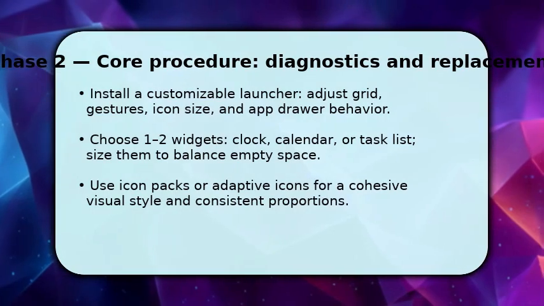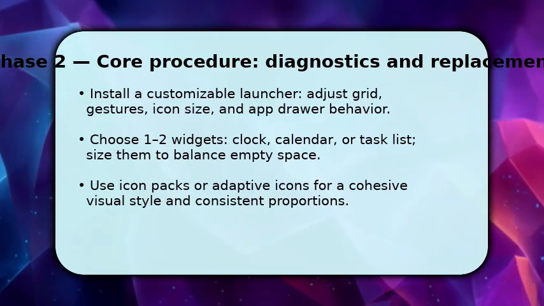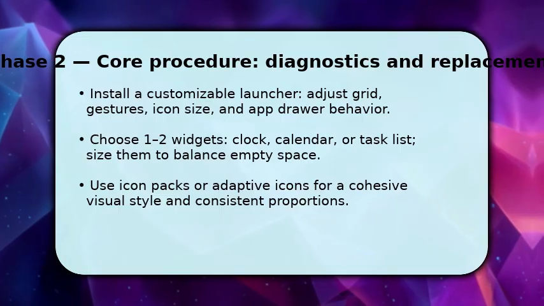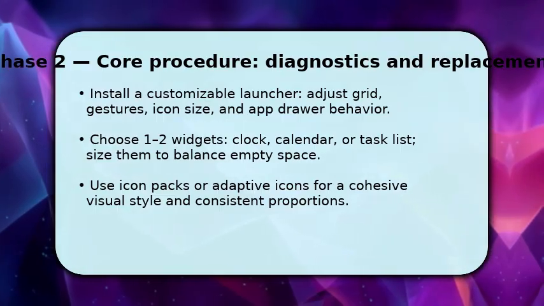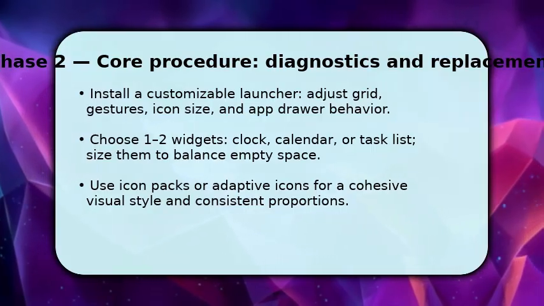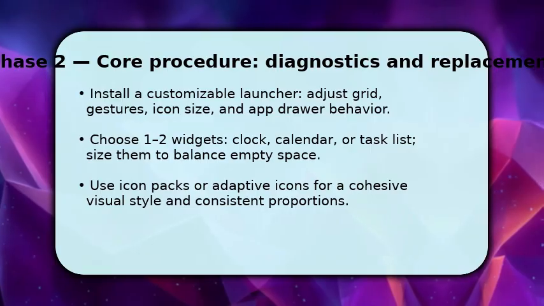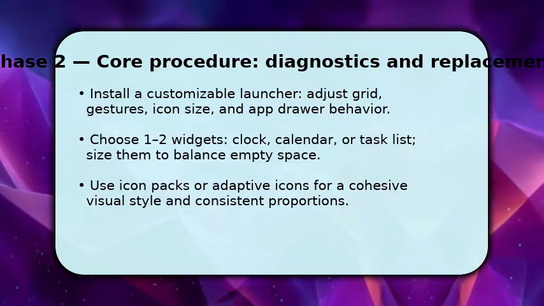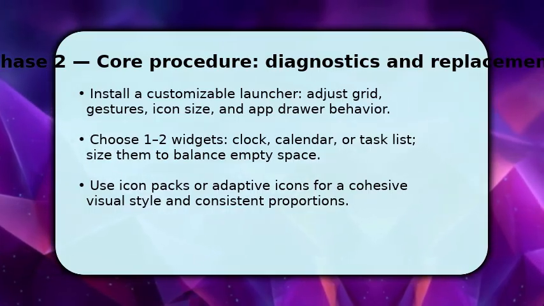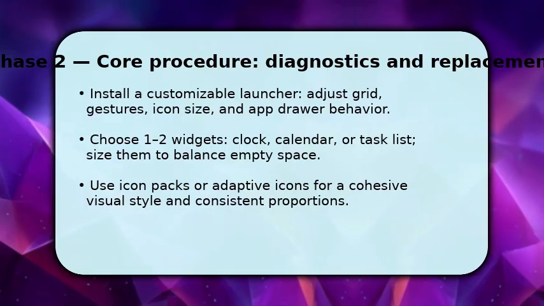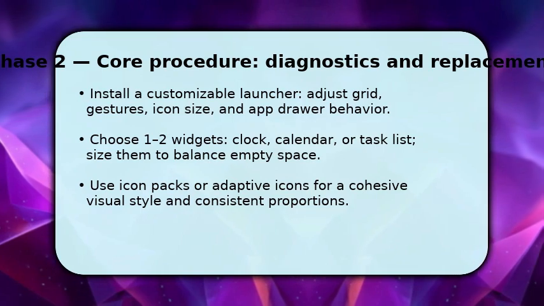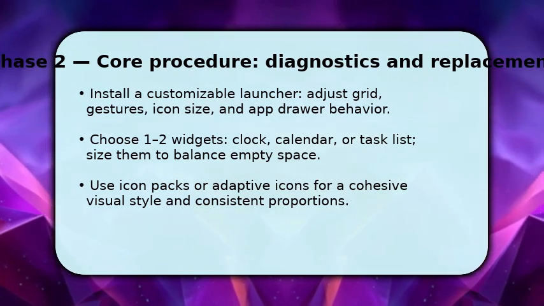You now choose a launcher that gives you control over grid size, gestures, and icon scaling. Adjust the grid to 4x5 or 5x5 depending on screen size for balance. Then add 1 or 2 widgets, think a calendar and a minimal clock, and resize them to create rhythm between icons and empty space. Make sure to apply an icon pack or adaptive icons so app shapes match. This consistency reduces visual noise and makes the home screen feel intentionally designed.